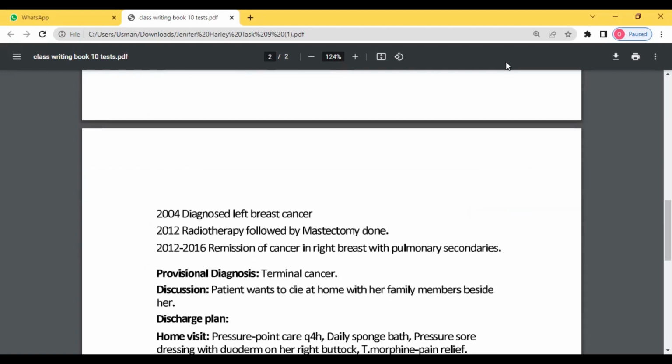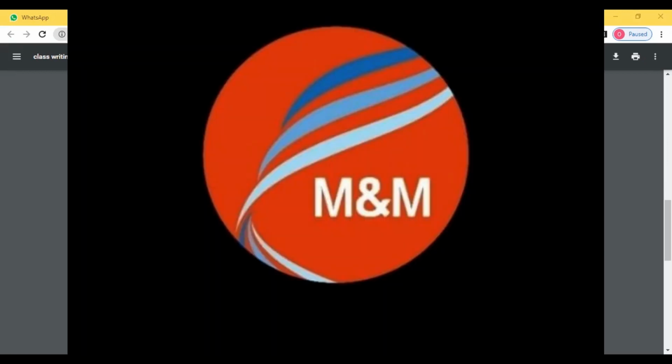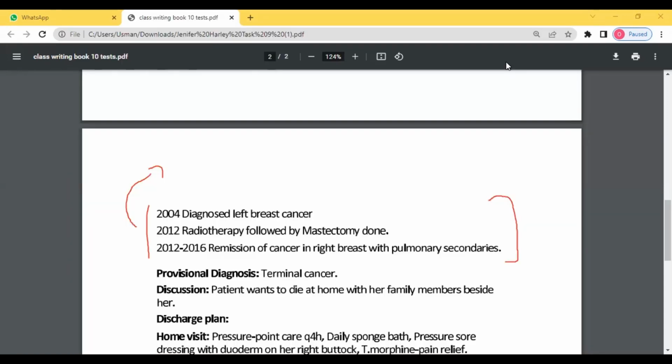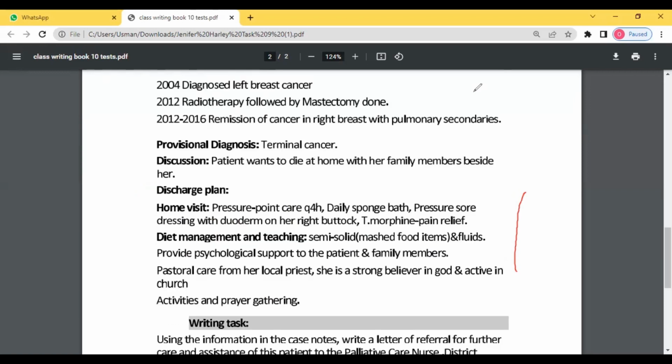We can move on. Now, if you got this letter in the exam, this is not only written in 3 lines, this would be written maybe in 1 page. But still, you can see that all these details, such as radiotherapy and mastectomy, might not be that significant for the nurse. So we can just write terminal cancer. No need to expand those details. Or else, if needed, we can just write the last line: his cancer has metastasized to the pulmonary secondaries. That's it. Anyhow, afterward, we have the discharge plan that has to be written.